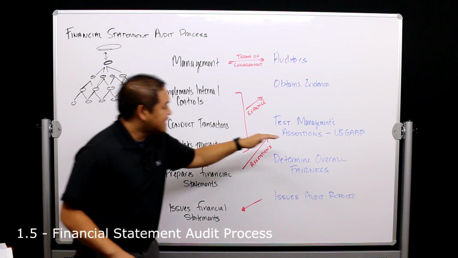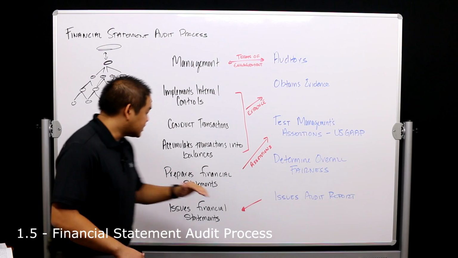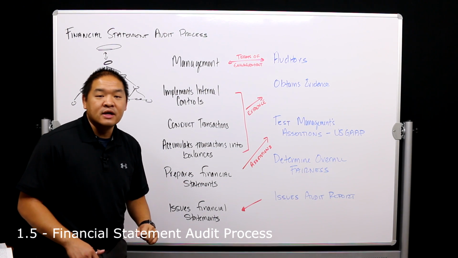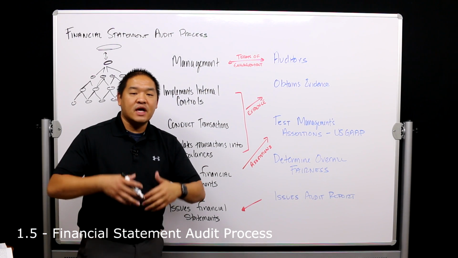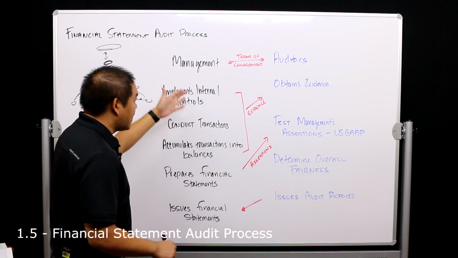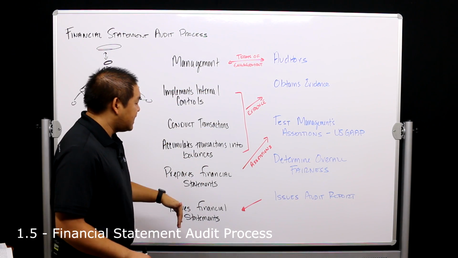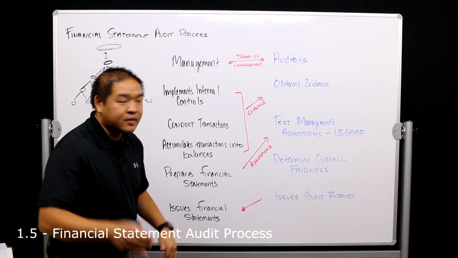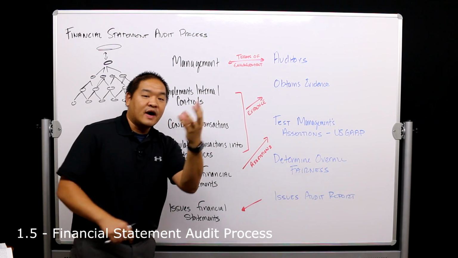Okay? And the way that we test management's assertions is we look at their financial statements, right? So we look at their financial statements and we say, okay, they're asserting they've got $5 million in cash. Okay, so then we go back to our evidence and see, can we rely on that number based on the evidence that we've obtained?